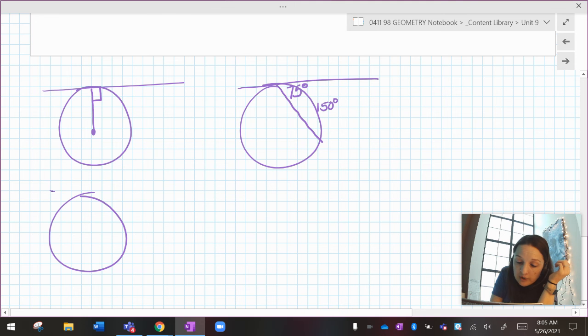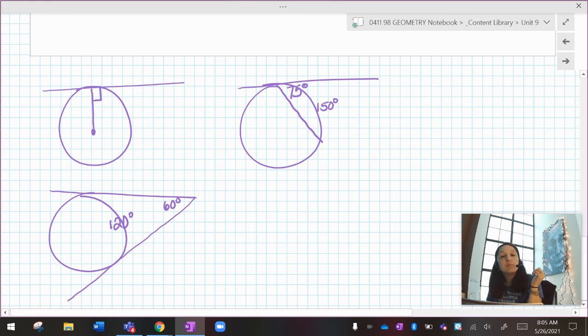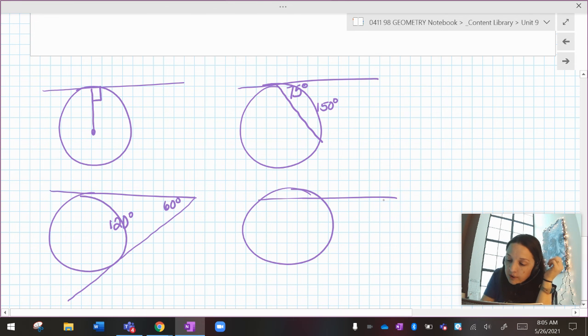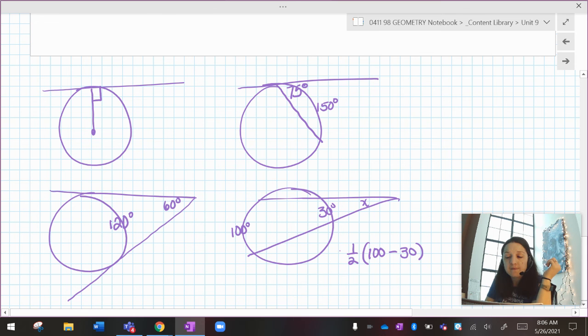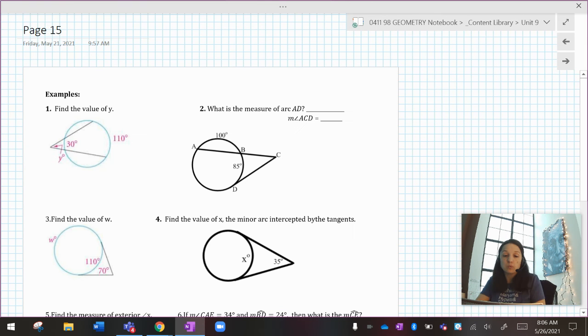If you draw a circle and draw a tangent and draw another tangent, if this was 60, this would be 120 because those add to 180. And then last but not least, if you draw a circle and make stuff intersect outside like this, and I know this is 100 and this is 30, if I want to find x, I do 100 minus 30 times a half. So that'd be 1/2 of 70, which is 35 degrees. Those are the rules. Let's practice using the rules.